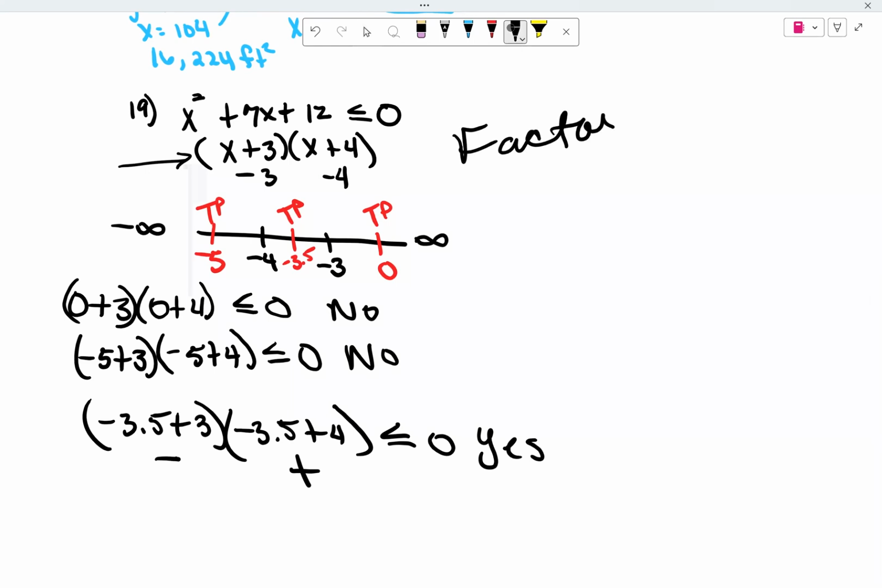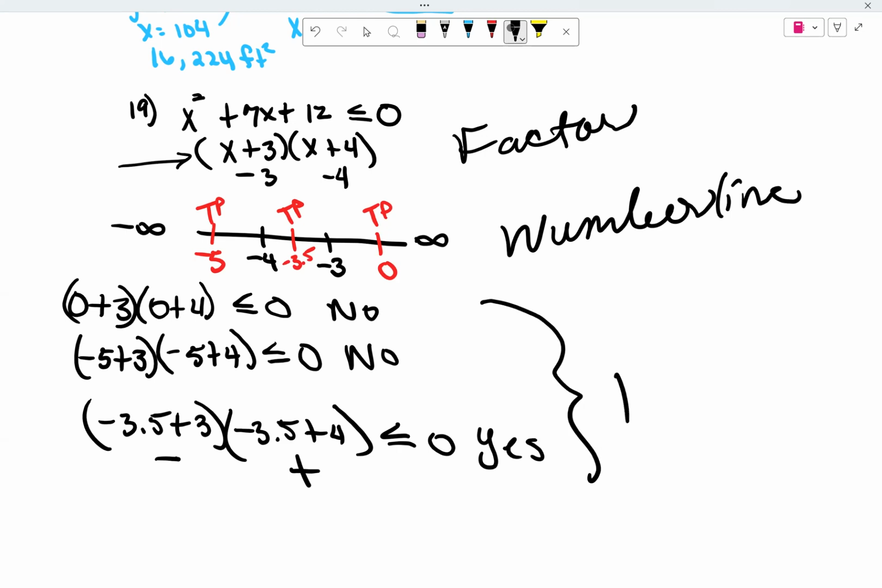Make sure that you show the number line. Make sure that you show the test points. Test the points and show the test points. You have to show all this to get all values, all possible answers correct, the whole possible answer correct.